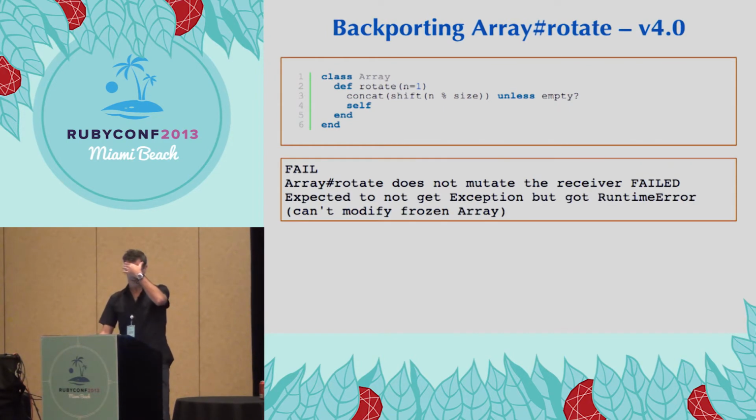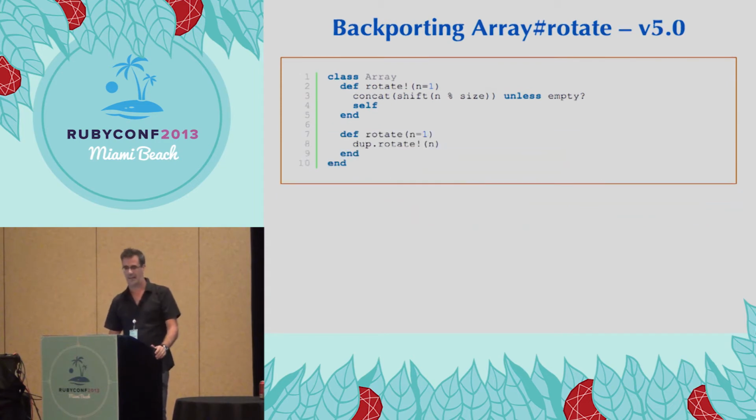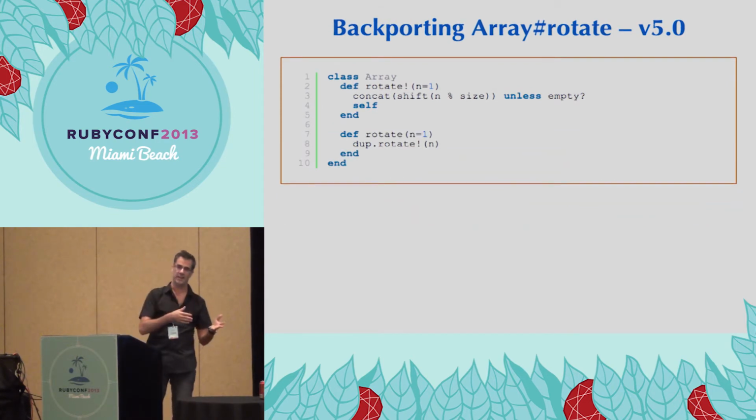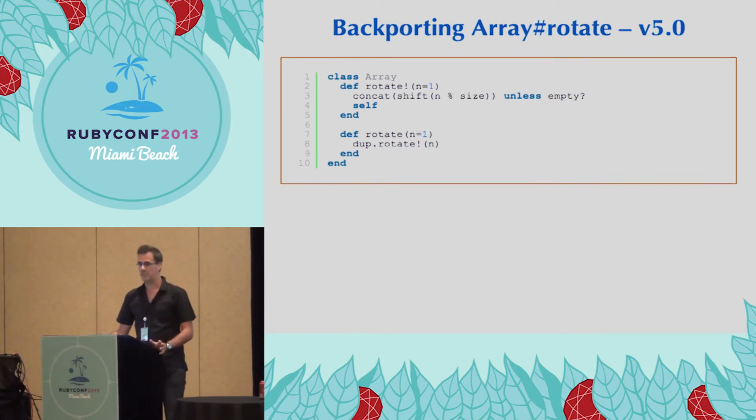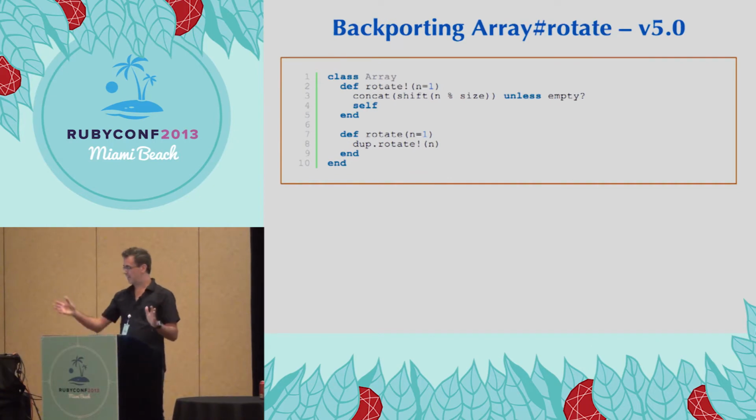Well, we still have a failure. We're not supposed to mutate the receiver. Oh, right, there's 2 rotates. There's rotate bang and rotate without the bang. And it's only rotate with the bang that's supposed to mutate the receiver. So, okay, now we have 2 backports for the price of 1. We're at version 5, pretty proud of our work. So you see what I did with rotate. I just called dup, and then I called a rotate bang version.